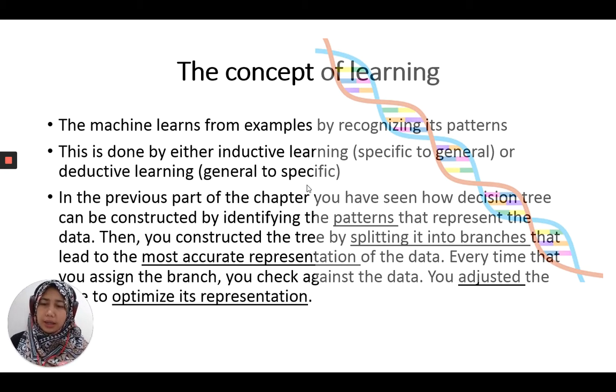So last week you have looked into how a decision tree can be developed based on inductive learning. In the exercise last week, you constructed the decision tree by identifying attributes that have the most data coverage, and then you edited the tree by splitting it into branches to capture the most accurate representation.